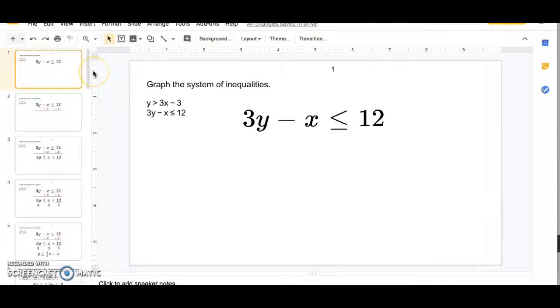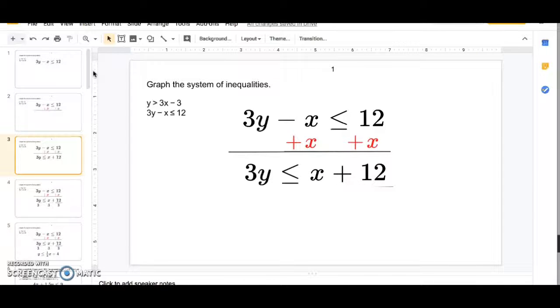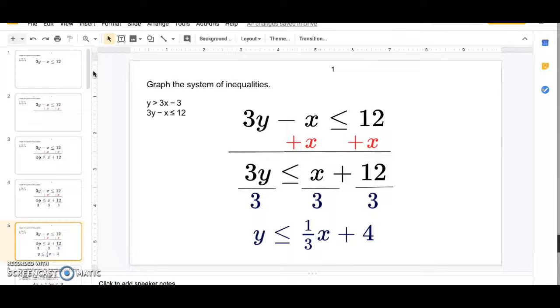Okay, so we have 3y minus x is less than or equal to 12. So we first need to add x to both sides to get the 3y by itself. Then we have 3y is less than or equal to x plus 12. We then divide everything by 3 and we get y is less than or equal to 1 over 3x plus 4. So now we can graph both inequalities. Let's start with the first one.